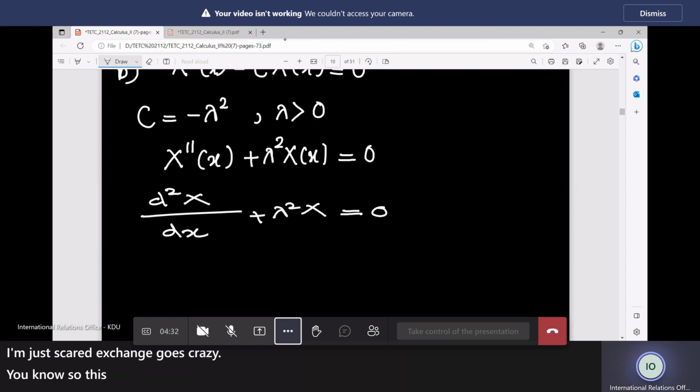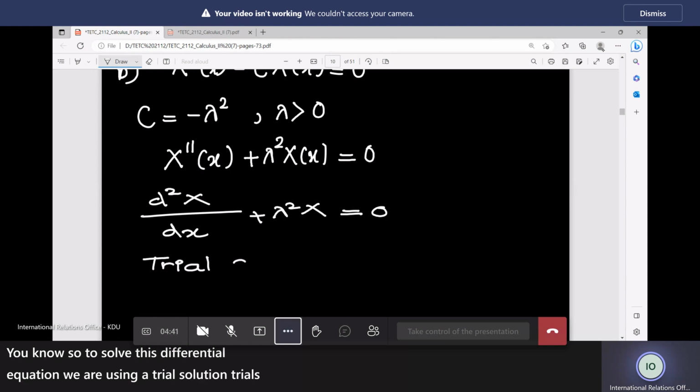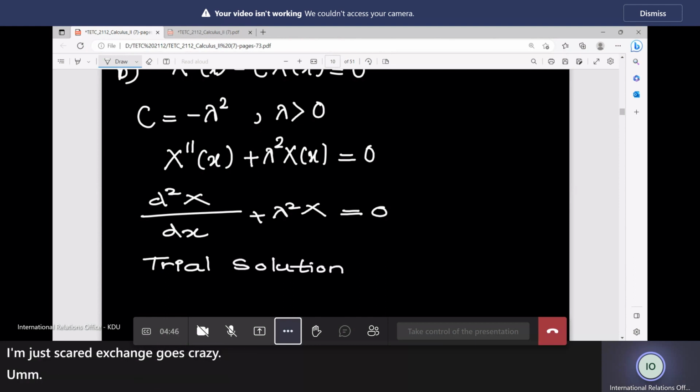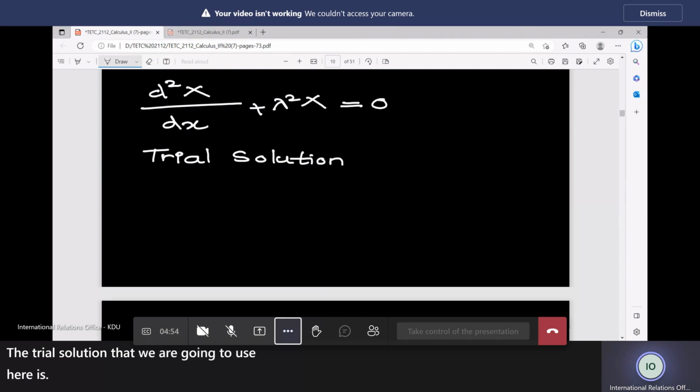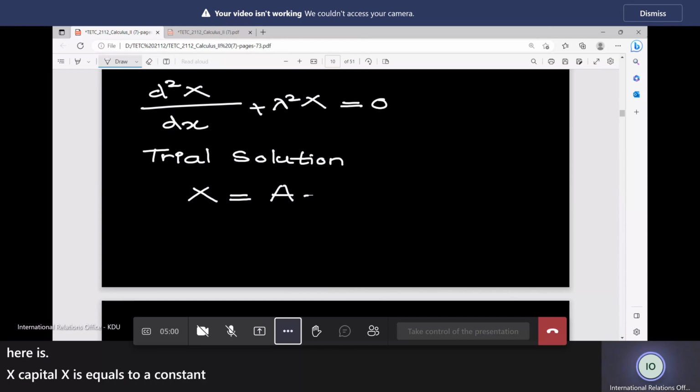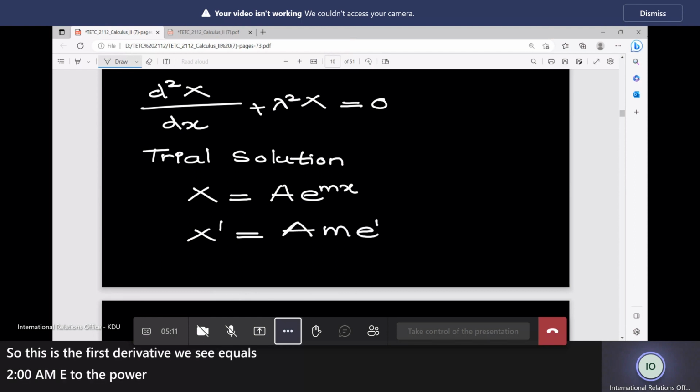So to solve this differential equation, we are using a trial solution. The trial solution that we are going to use here is capital X is equals to a constant times e to the power mx. So the first derivative is equals to a m e to the power mx.